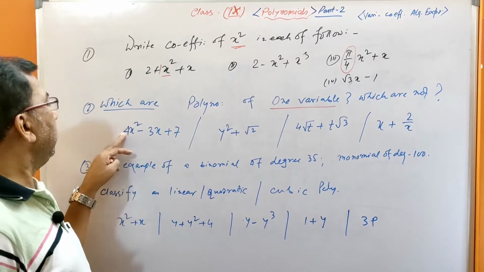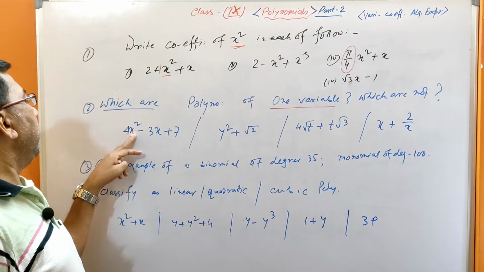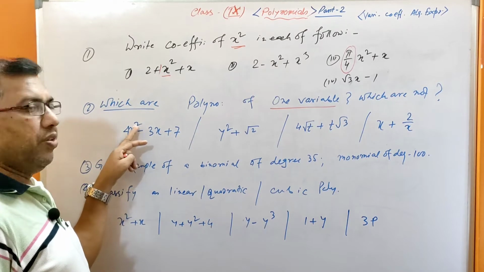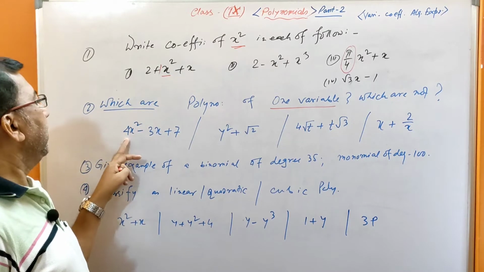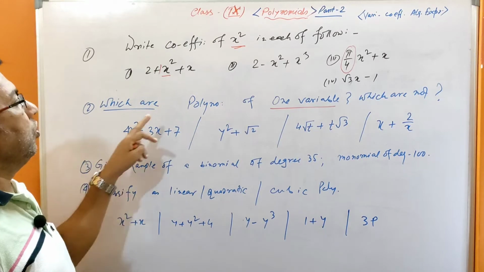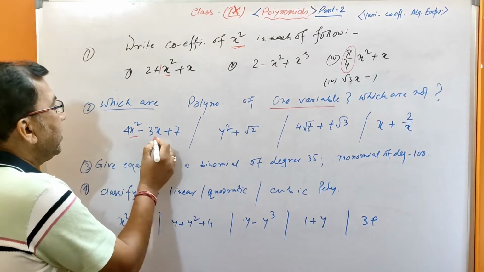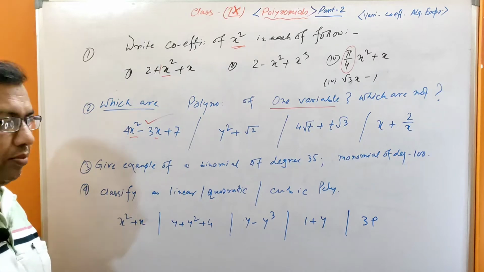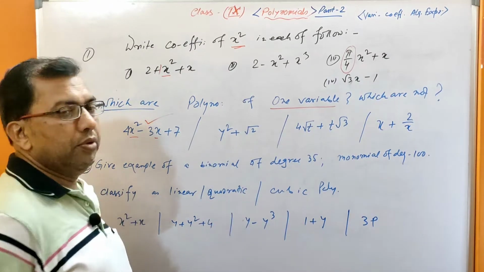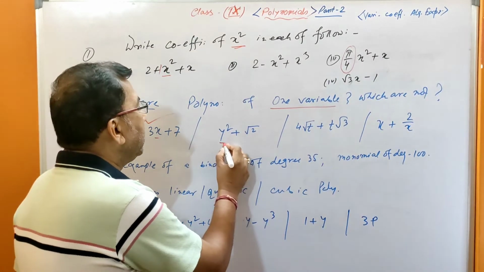This is the constant term. This is the coefficient. This is the x variable. This is the power, or degree. And this is the polynomial, and it is one variable. Only one variable is there. So it is one variable. Clear? And this is also only one variable.